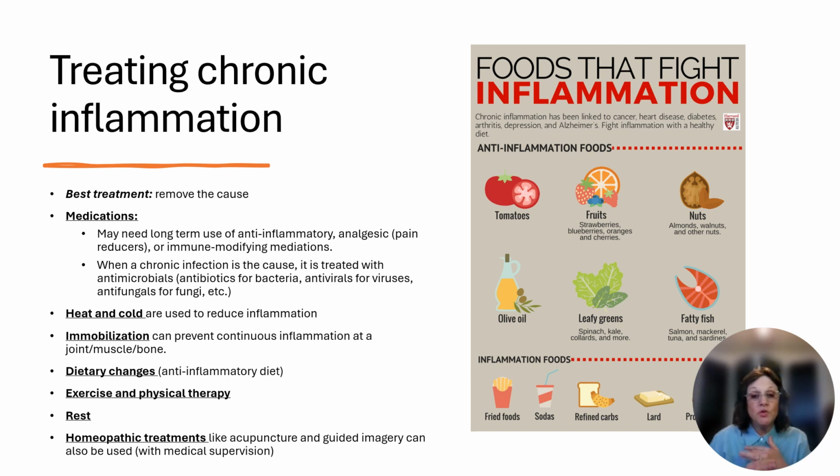Heat and cold are used to reduce inflammation. When it's a joint or a muscle, we can immobilize it to prevent continuous inflammation at that site of a joint or a bone or a muscle. We can put the patient on an anti-inflammatory diet, make sure they're eating lots of fruits and vegetables and salmon and fatty fish and that kind of good stuff. We want to promote movement to get the blood flowing, so they may need some physical therapy, but they're also going to need that balanced with rest. And there are some homeopathic treatments too, like acupuncture or even guided imagery that can be used, because we do tend to see chronic inflammation in people that are stressed out a lot.